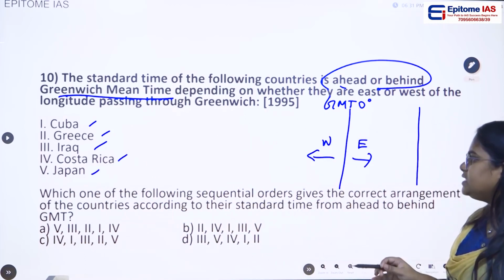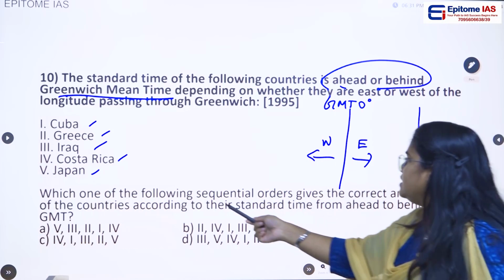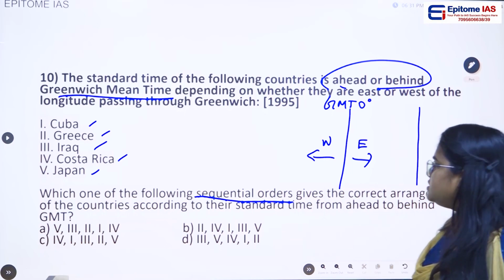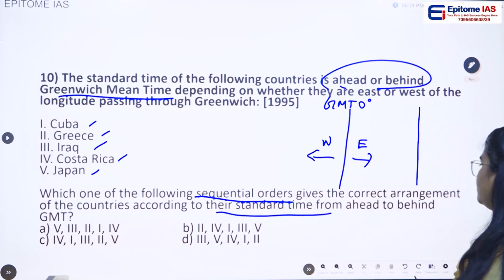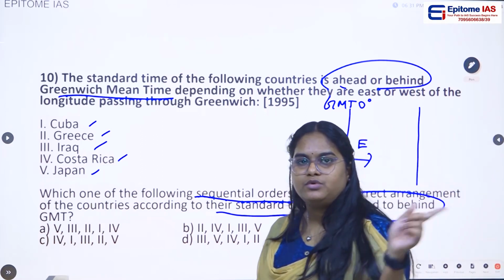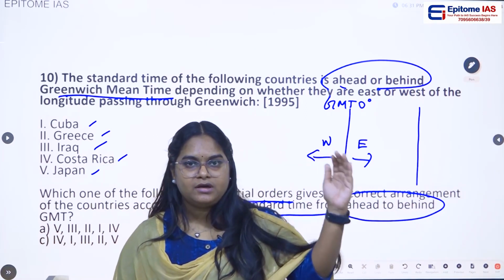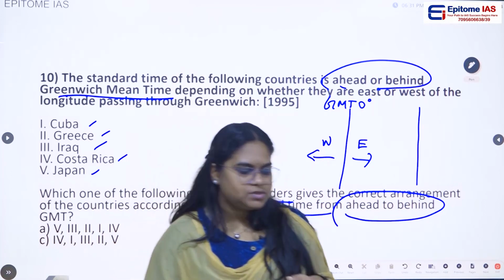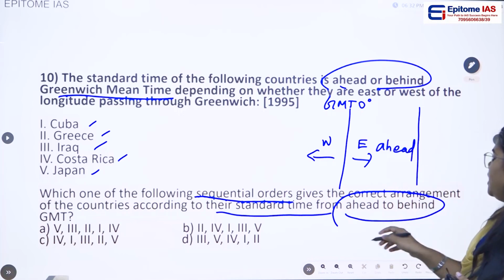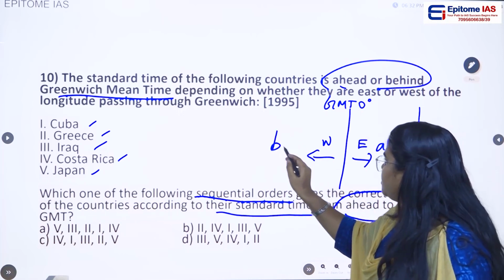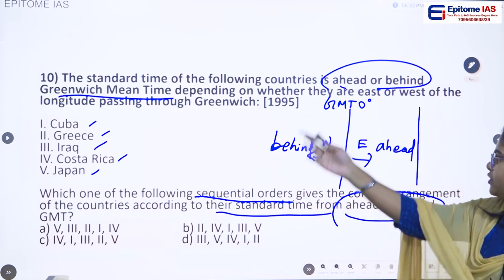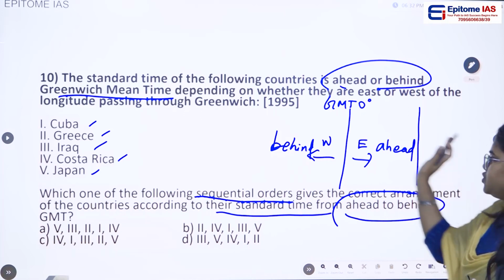So they are asking that arrange the following in sequential order, give the correct arrangement of the countries according to their standard time from ahead to behind. So what is the order going to be? From the ahead time to the behind time. We simply know when you are moving towards the east, you are ahead, and when you are moving towards the west, you are behind. So simply they are asking, arrange these following countries from east to west.